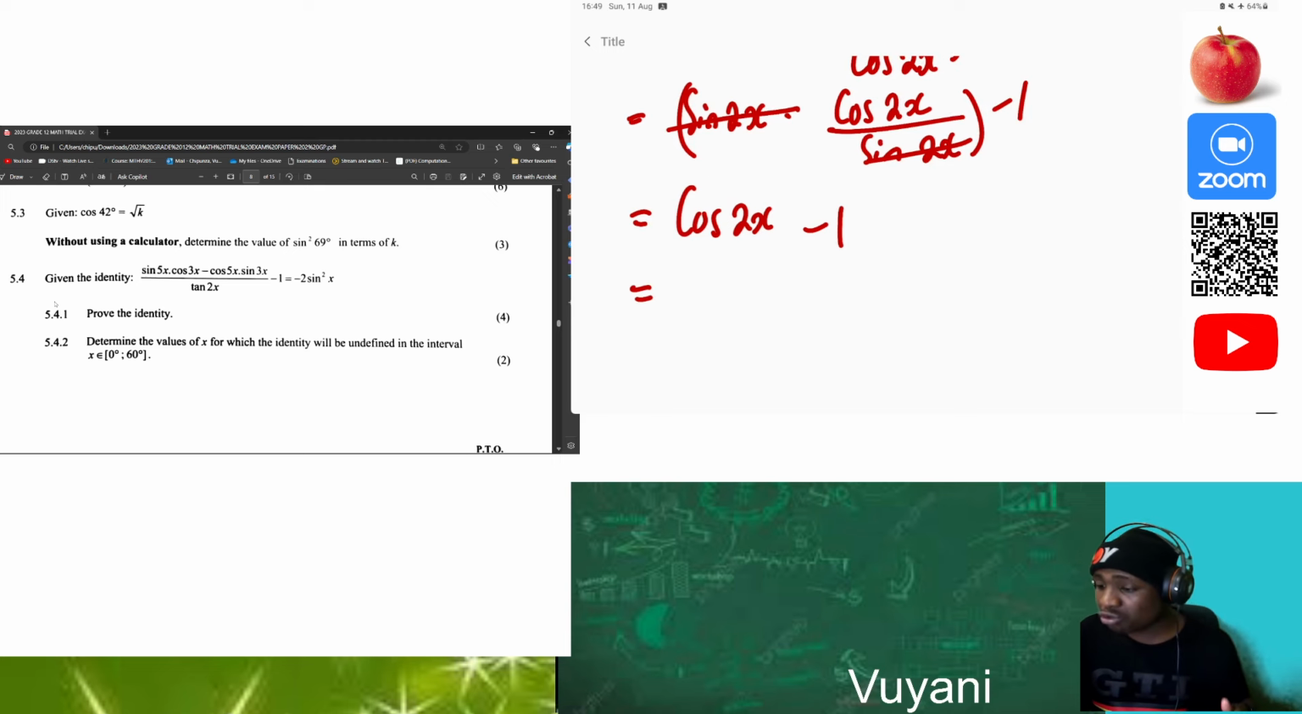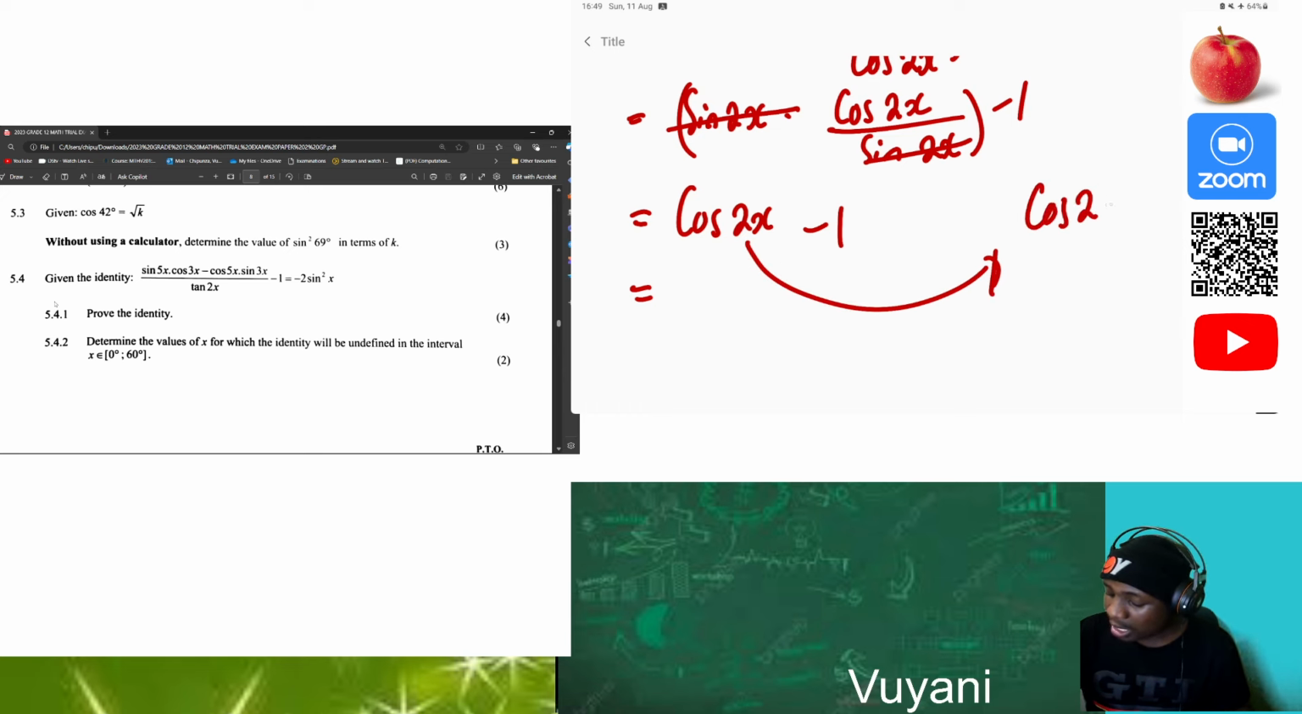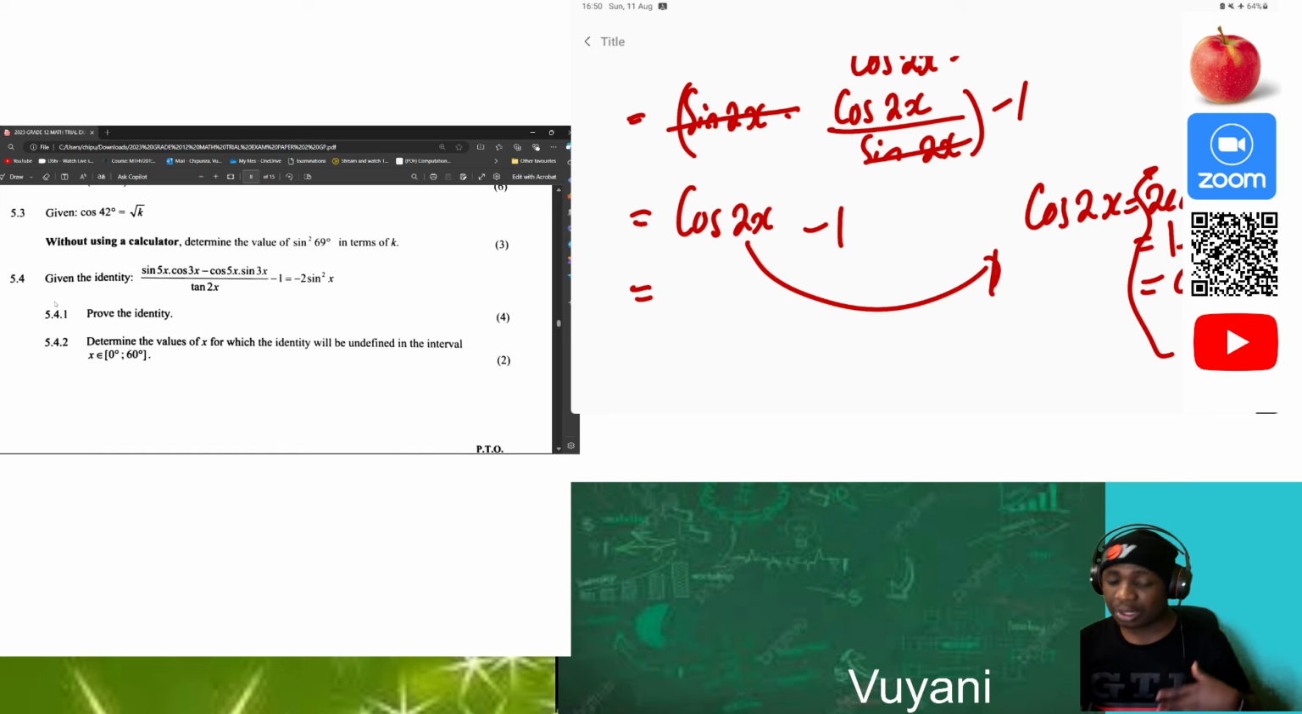But now we know that cos 2x is a double angle, so we can convert that to be in terms of sine. Cos 2x can be equal to 2 cos squared of x minus 1. It can also be equal to 1 minus 2 sine squared of x. It can also be equal to cos squared of x minus sine squared of x. These are all the double angles of cos 2x. But now we can see that our question has to do with sine. So let's choose the second one.